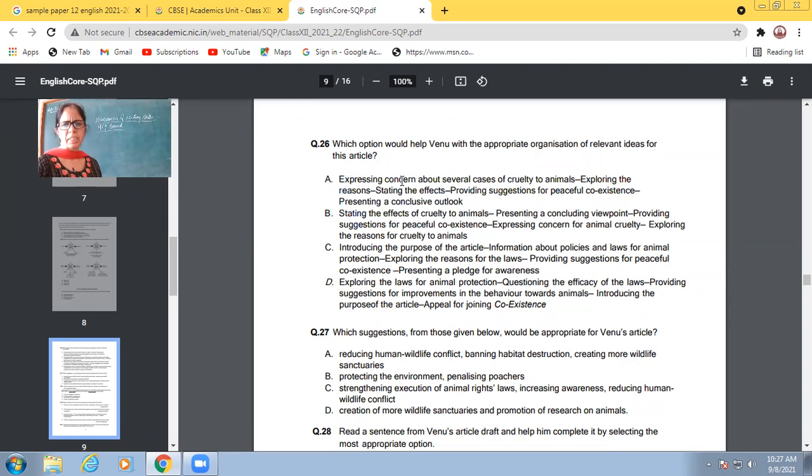So first of all, express concern about several cases of cruelty to animals. This is how we can start. Then second, stating the effects of cruelty to animals. We don't start with the effects of cruelty to animals, usually, isn't it? And presenting a concluding viewpoint. We don't conclude in the very beginning. So we can delete B option. B option is in the very beginning totally wrong, because conclusion doesn't happen in the beginning.